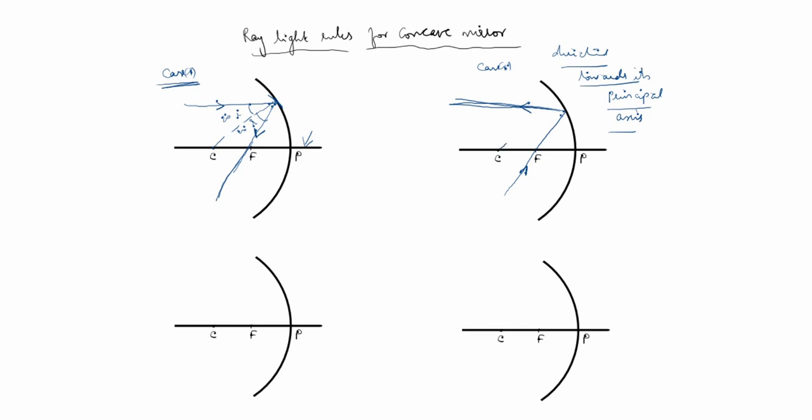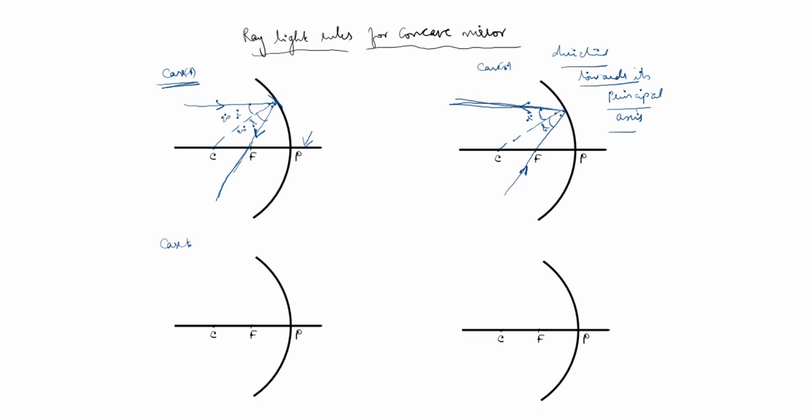So, you have to join the center of curvature to this point. So I is equal to R, the angle of incidence equals the angle of reflection. The same, 20 degrees means this is also 20. Now we will see case 3.